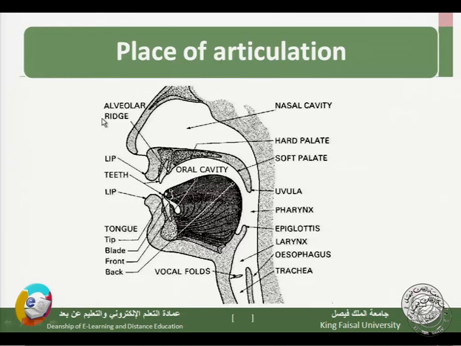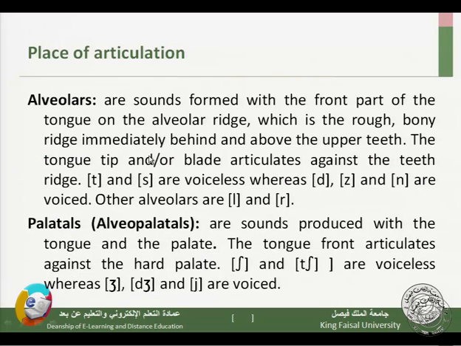If we look at the name, this is the alveolar ridge. It points to the part just behind our teeth, the ceiling of our mouth. If you look at the picture, you have the oral cavity, the upper part of the mouth, and it is just behind the teeth. That's the alveolar ridge, and since the alveolar ridge takes part in producing these sounds, that's why the sounds are called alveolars.